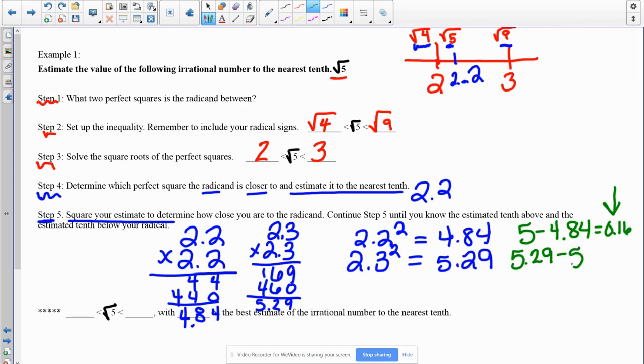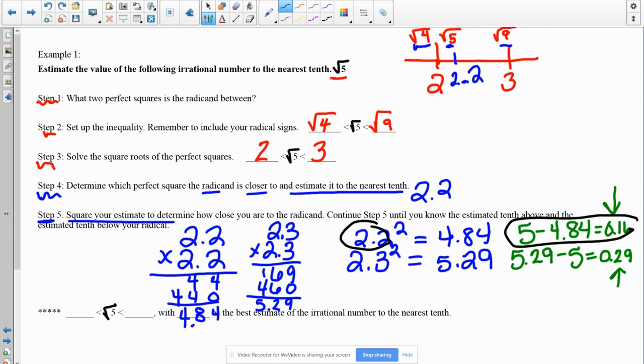5.29 minus 5 equals 0.29. So 0 and 29 hundredths. So if you think about this, which one is closer to my estimate? Well, it's definitely this top one because this one's only 16 hundredths off, and the bottom one is 29 hundredths off. And 16 hundredths is smaller than 29 hundredths. So my better estimate between these two would definitely have to be the 2.2 right here because it got me to a closer value of 5.